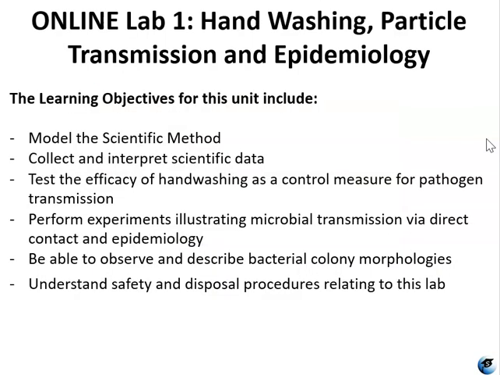The online lab 1 learning objectives include modeling the scientific method, collecting and interpreting scientific data, testing the efficacy of hand washing as a control measure for pathogen transmission, performing experiments to illustrate microbial transmission via direct contact, and to learn more about epidemiology. Students will also learn to observe and describe bacterial colony morphologies and understand your safety and disposal procedures, which are going to be included in your lab procedures for the course that are located on Moodle.